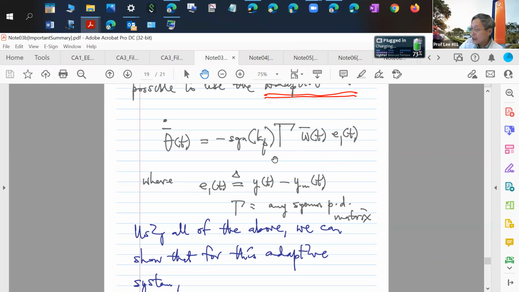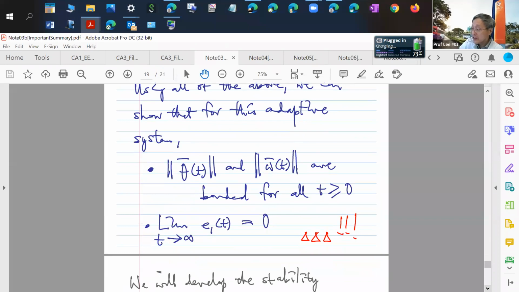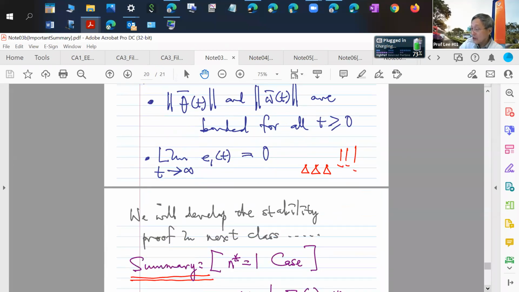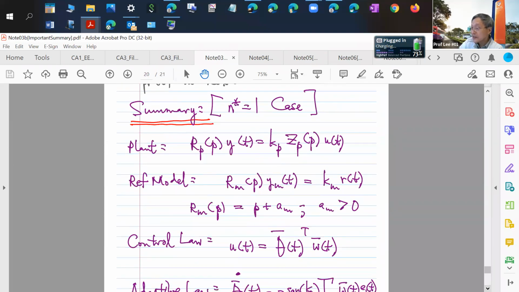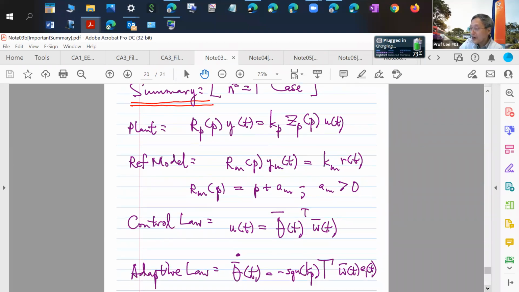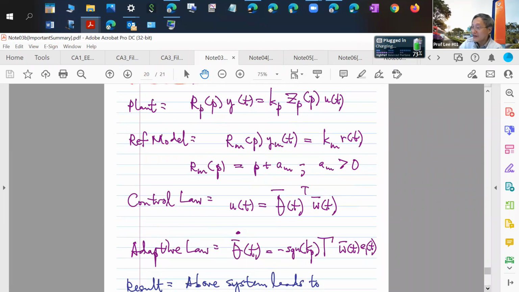This is the output error. You put in a symmetric positive definite matrix. A simple test will give you the sign of KP. Then you put that together and that's the adaptation, and you're guaranteed this, right? So we said that, which basically says, and this is basically your CA1 too. This is what you're doing in your CA1.